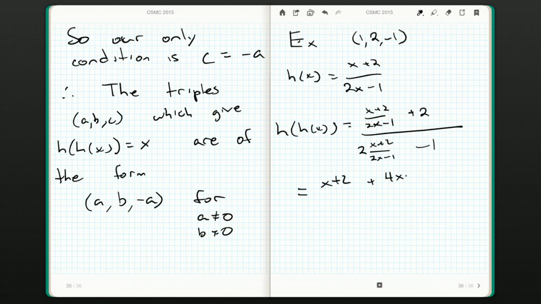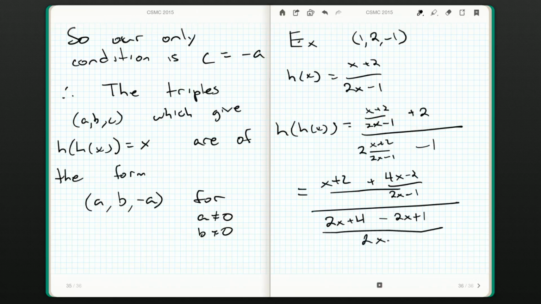We'll have 4x minus 2 over 2x minus 1 all over 2x plus 4 minus 2x minus 1, so that'll be plus 1, over 2x minus 1. Those will cancel out. Then here we'll have 5x over 5, which is equal to x. So this is a good check. Nice. Alright, so we checked our answer.